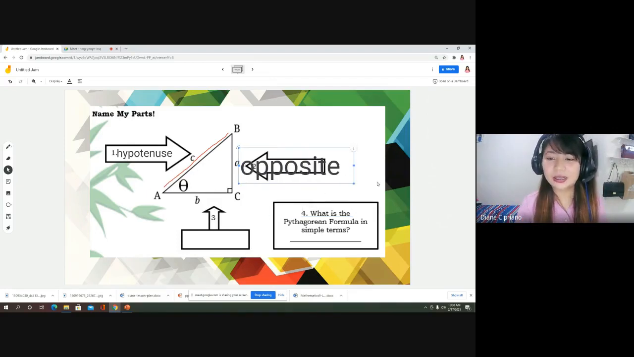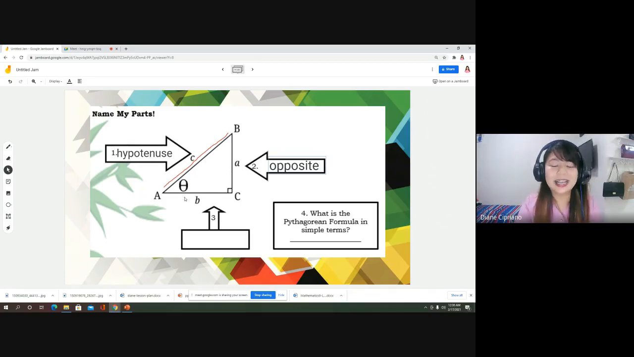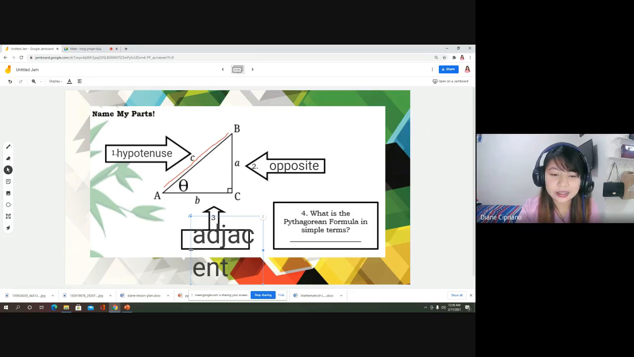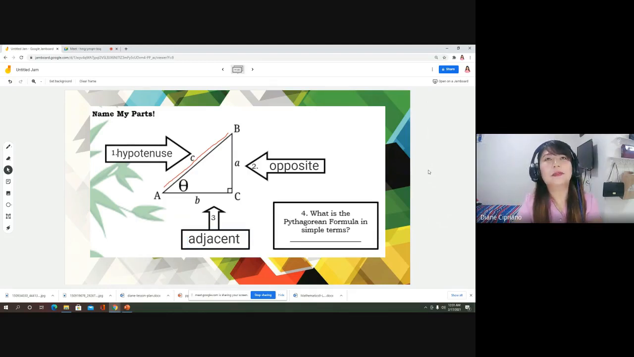Why and how come? It is the opposite side of this right triangle, referring to this angle. How about this one? What would it be? Yes, exactly. That is the adjacent side of the right triangle. We will come up with a deeper definition of these parts on our next slide.